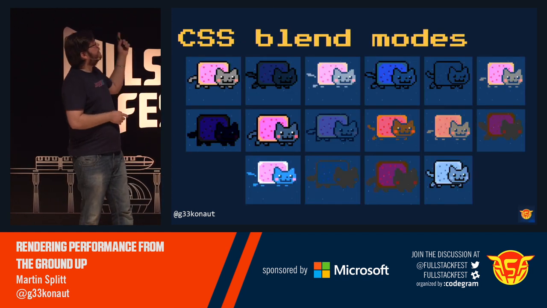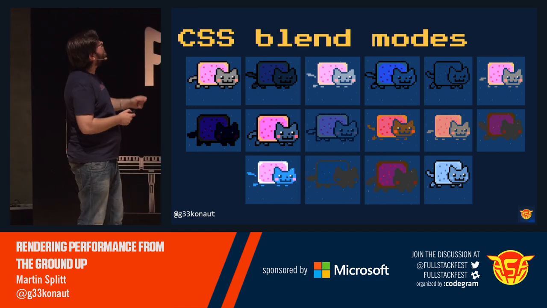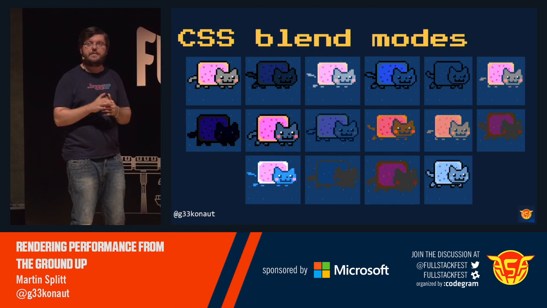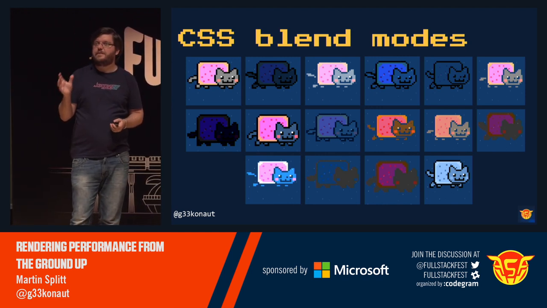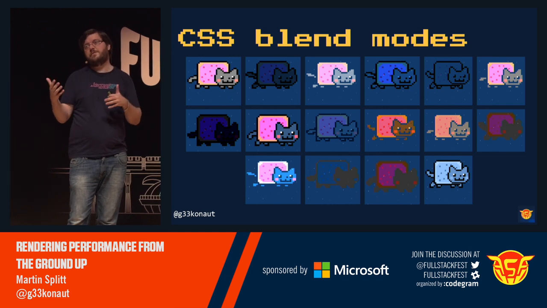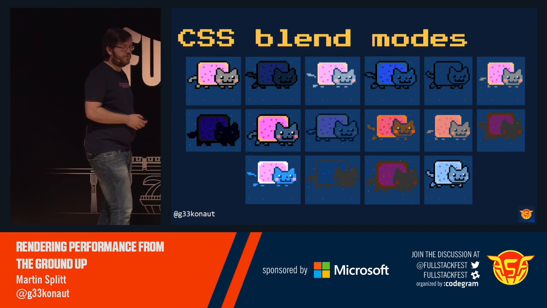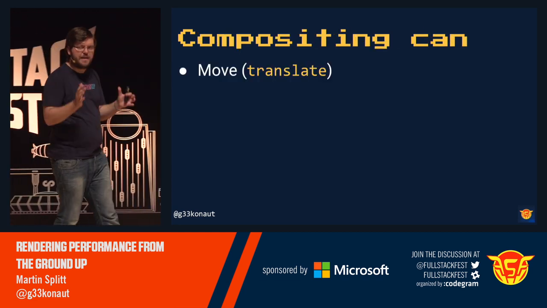Here's blend modes, by the way. CSS blend mode allows you to define how you want to combine different images together. And all it is, is a different equation. That's the entire difference. The difference of blend mode is the difference of equation that you're using, the difference of shader that you're using to produce colors on the screen. It can do certain things. It is limited in what it can do.